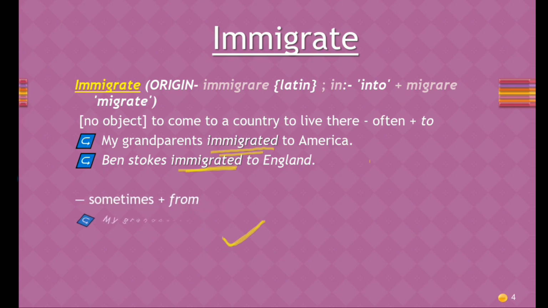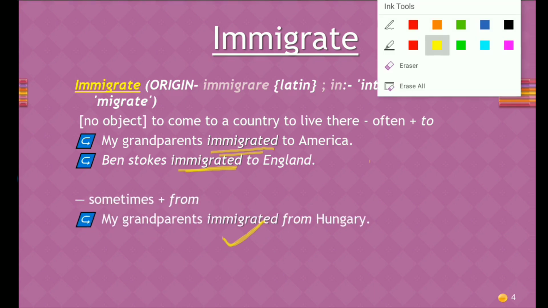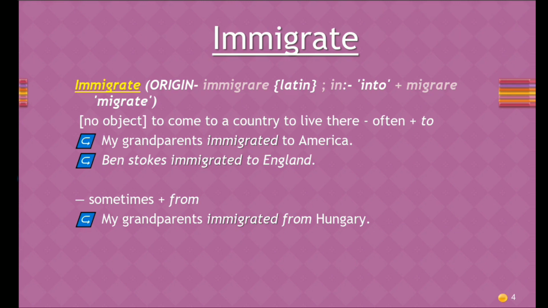Now let's discuss something more. Here is a little trickier one. We can also use immigrate plus from, and the meaning of this from is going to be identical or resemble emigrate. So now let's see how. My grandparents immigrated from Hungary. It means my grandparents came from Hungary. They left Hungary to live in another country.